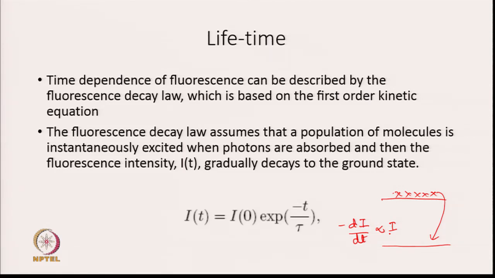So, what we can write is minus dI/dt is equal to some constant k into I, where k is the rate constant of the decay. So, you can simply write dI/I is equal to k dt, and when you integrate this, what you are going to get is I is equal to I naught exponential minus t by tau, where tau is simply 1 by k.